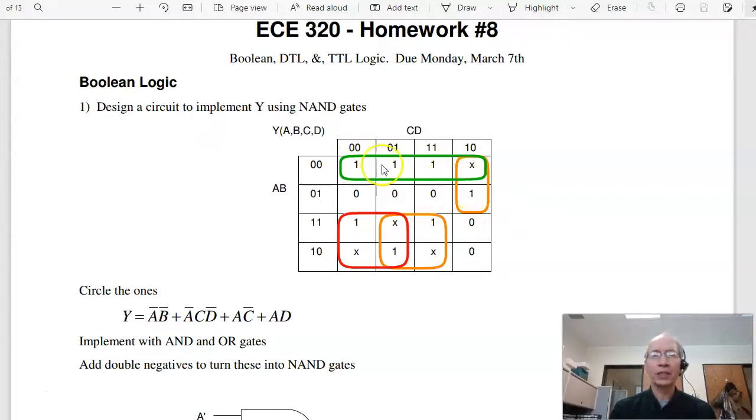So one way is to get these ones. I'll circle the top one in green. To get this one right here, I've got that group of 2. Then for this one, a group of 4. For these two, or that one, group of 4. So that would be A bar B bar, or A bar C D bar, or the red line, A C bar, orange line, A D.